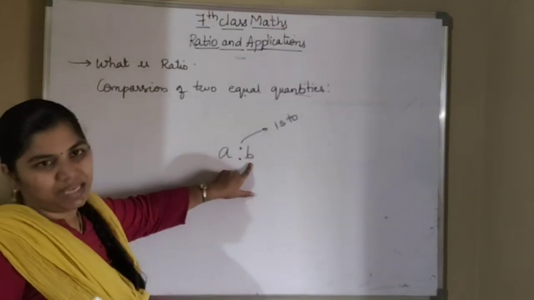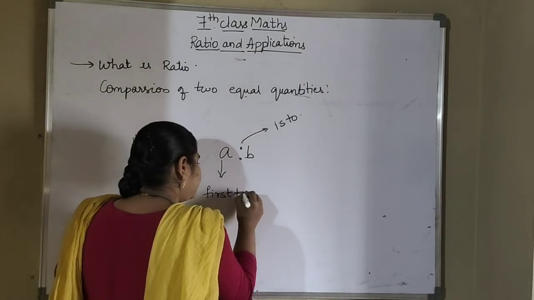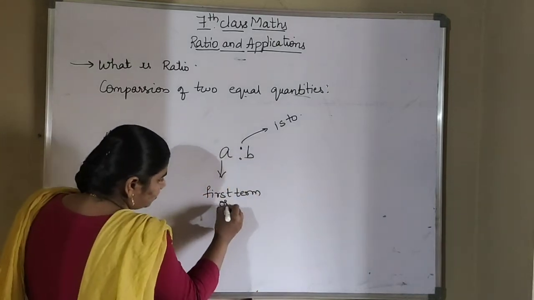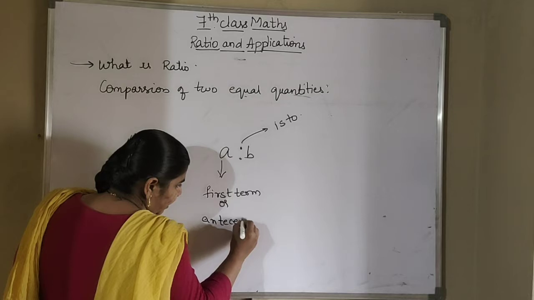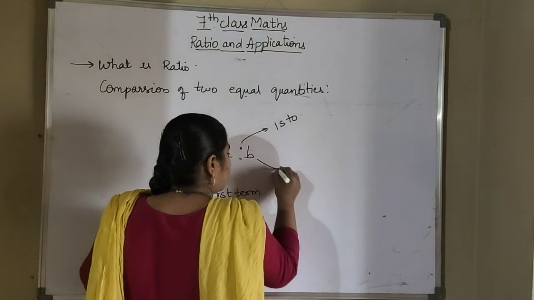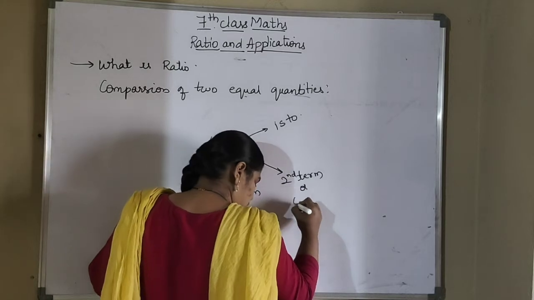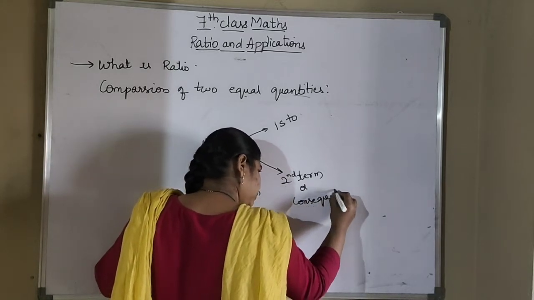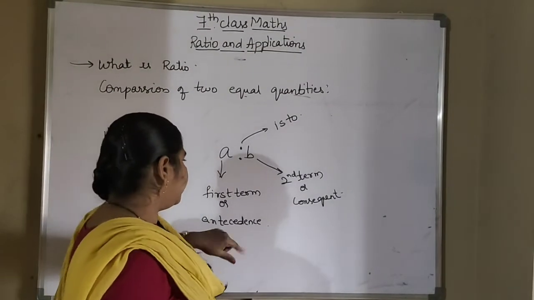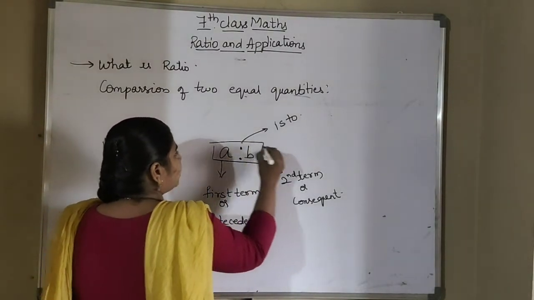A is to B. Here A is called the first term or antecedent, and B is called the second term or consequent. These two, A and B, are called terms.